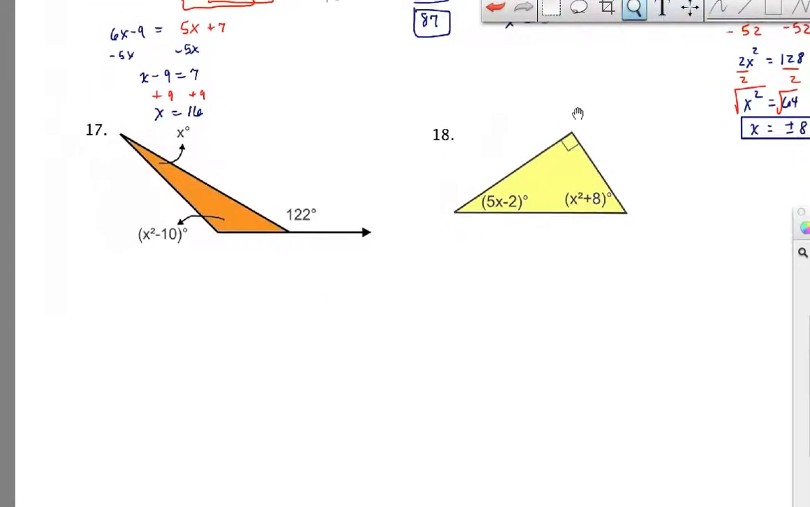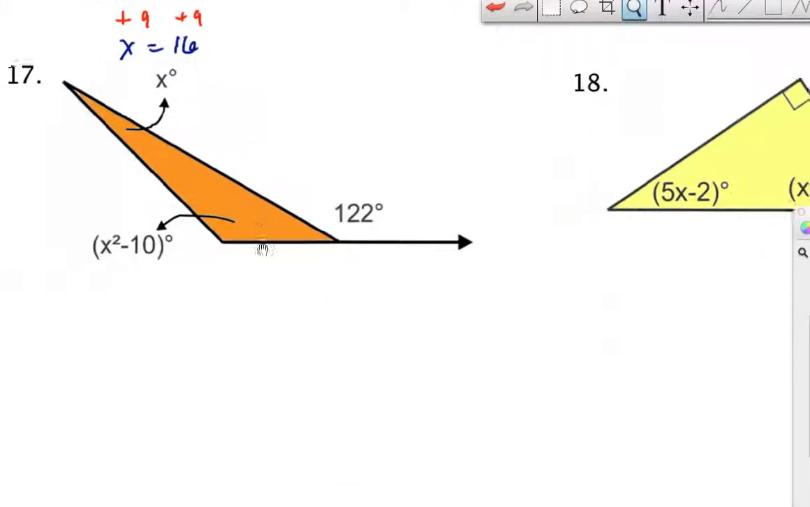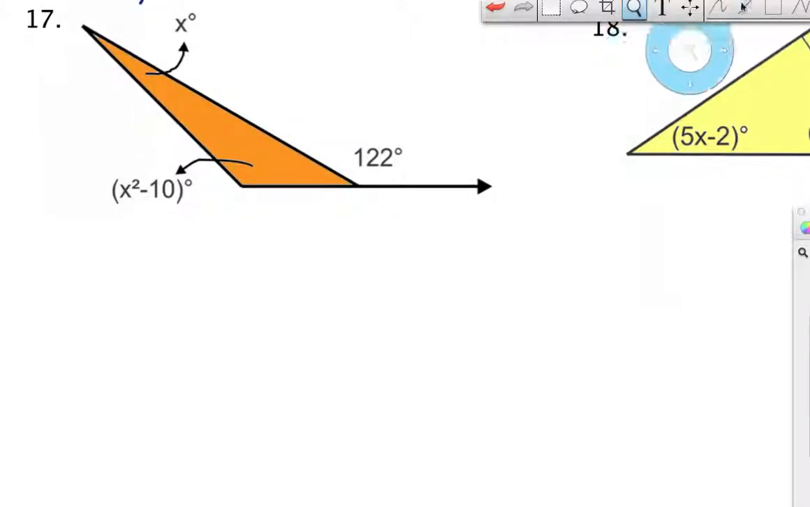Okay, let's look at 17. I got a weird answer first. How can we use, what kind of angle is this right here, 122? Yeah, and what else? Compared with the triangle, it is what? It's exterior, right? It's congruent to x squared minus 10.